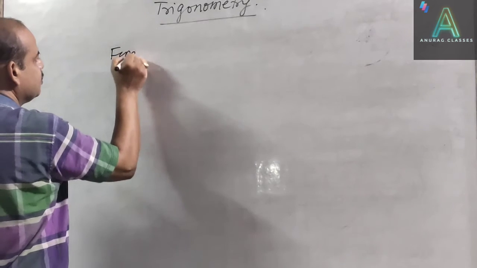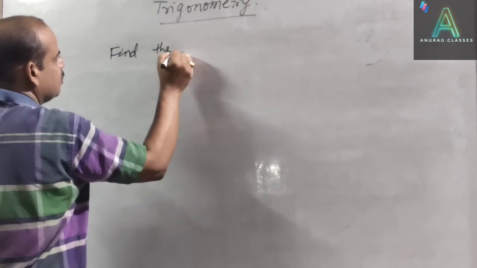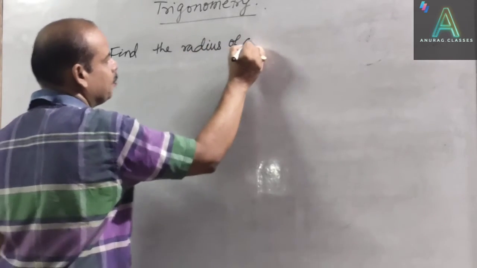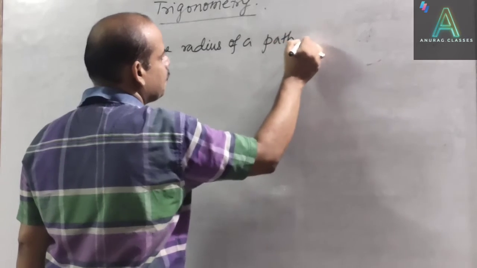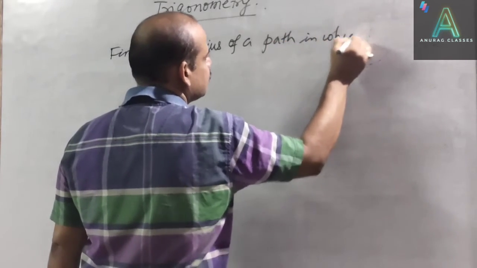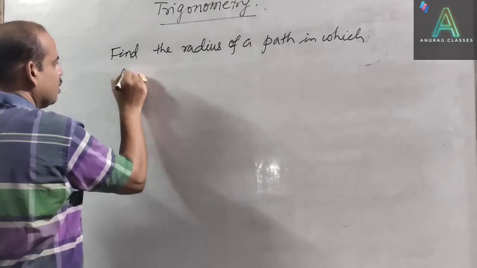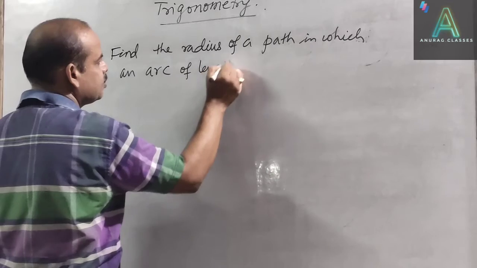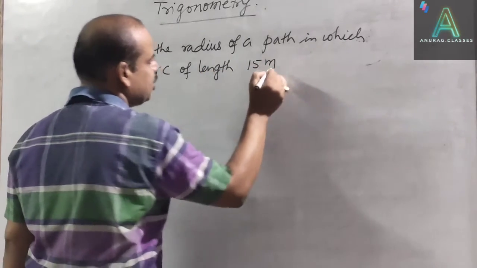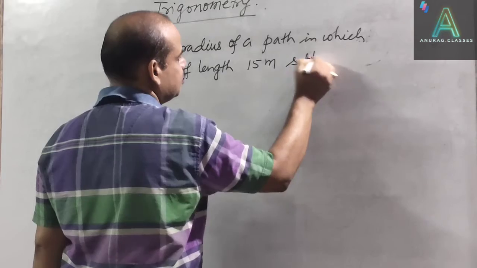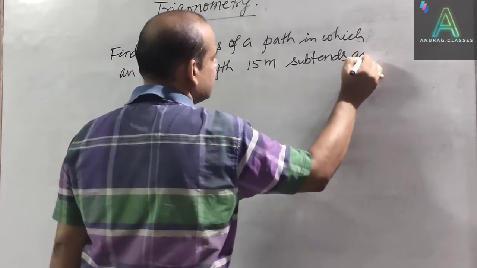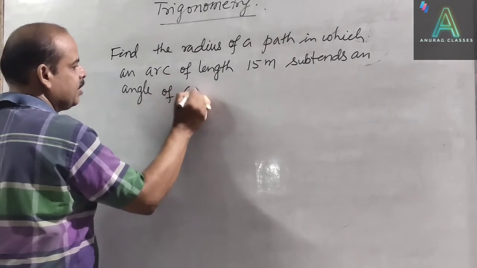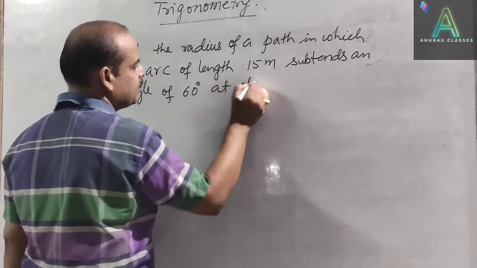Find the radius of a path in which an arc of length 15 meter subtends an angle of 60 degree at its center.